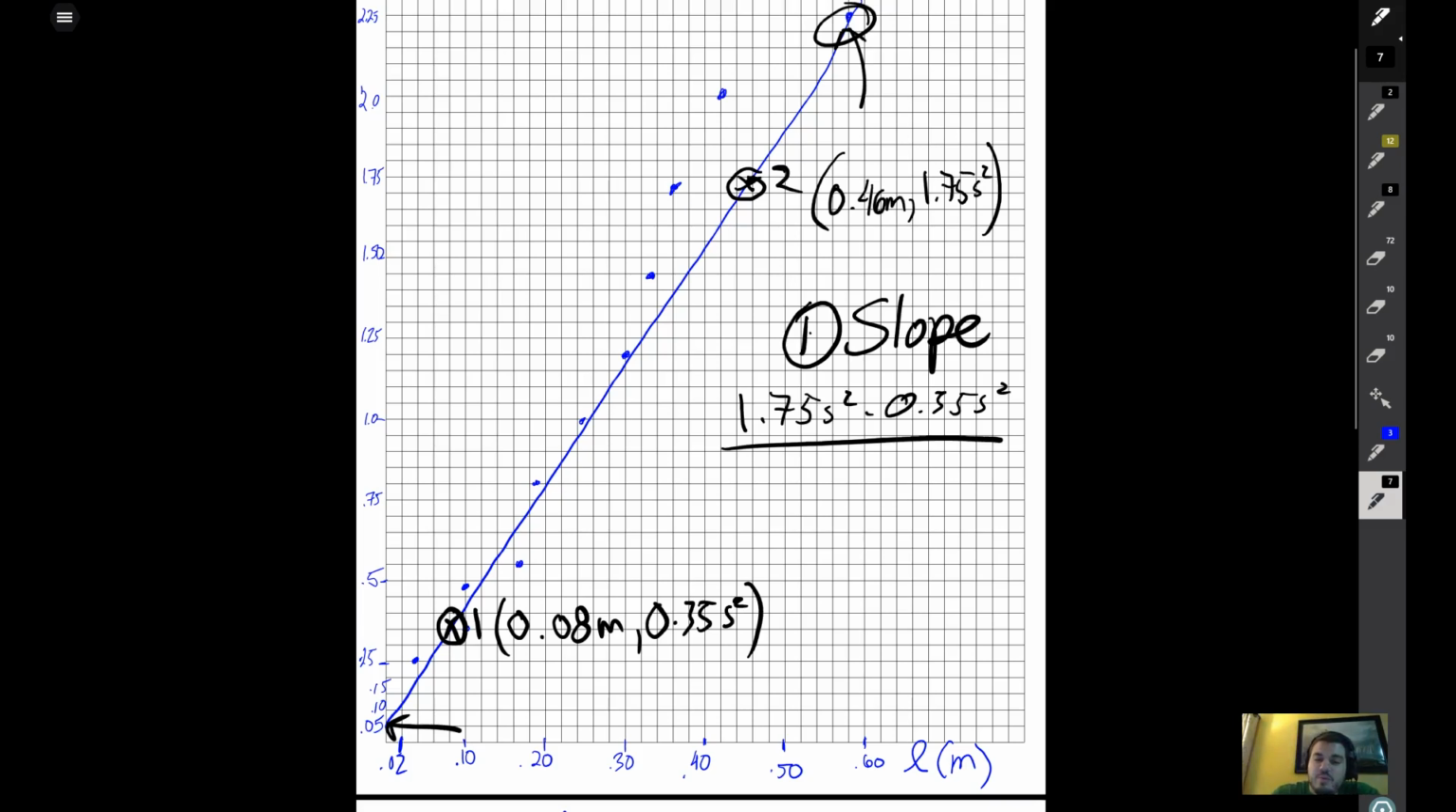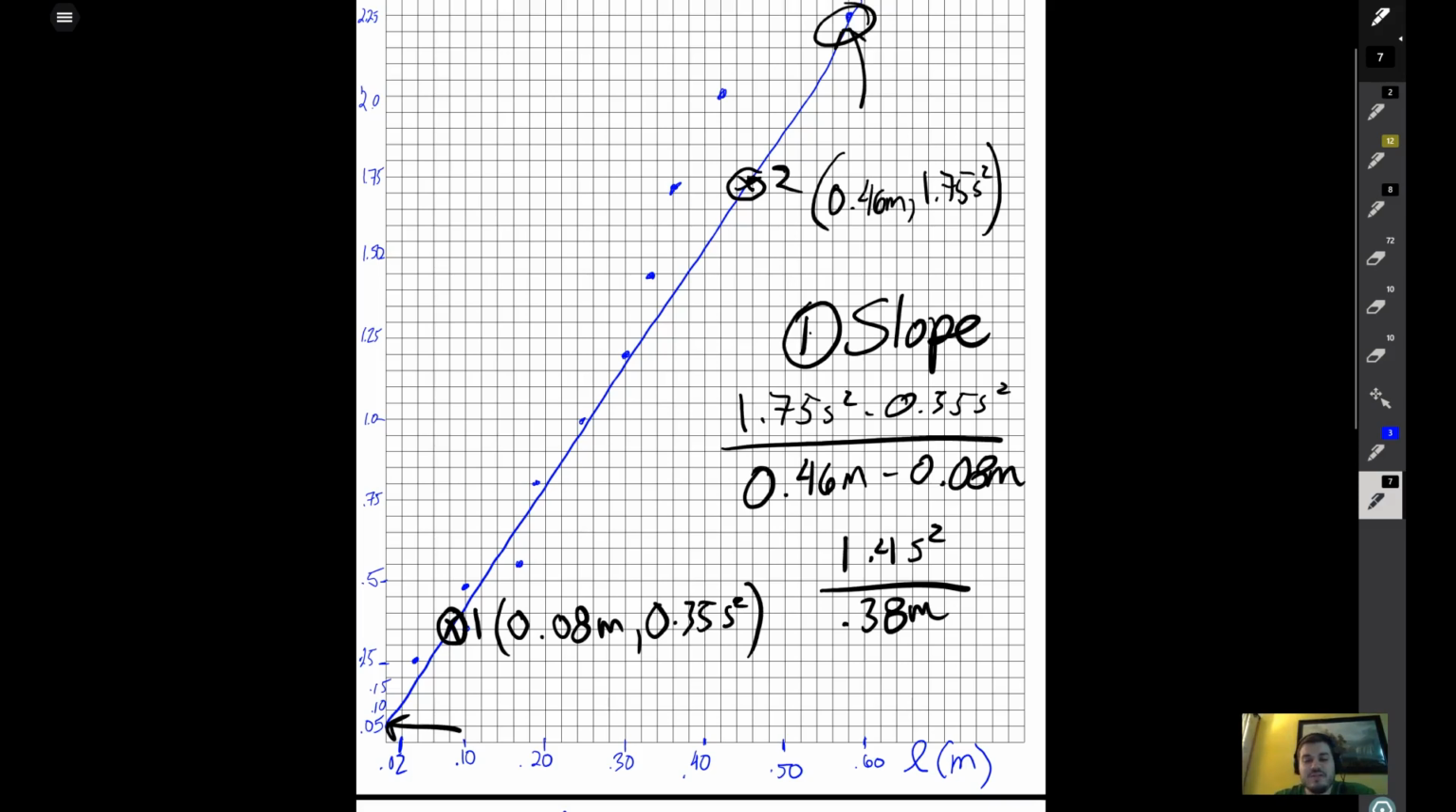All right, so 1.75 minus that, and then on the bottom we have 0.46 meters minus 0.08 meters. And then we can calculate that, right? That should be 1.4 seconds squared divided by 0.38 meters. Hopefully I did that math right. All right. So that's my slope.